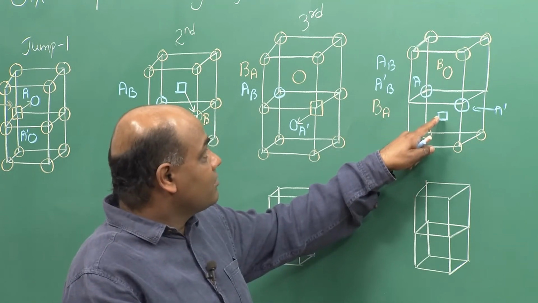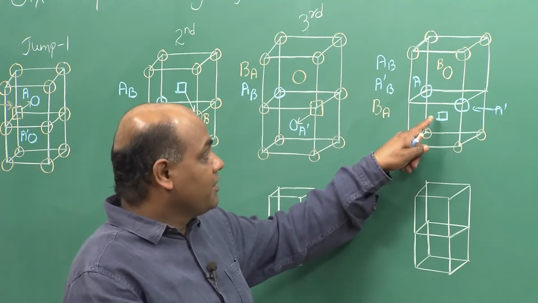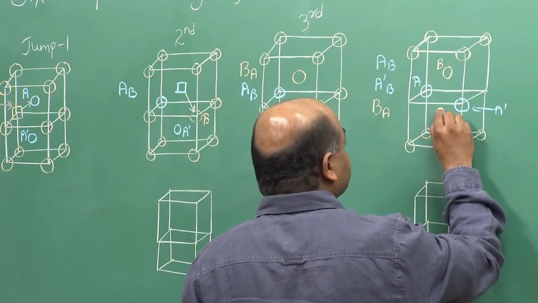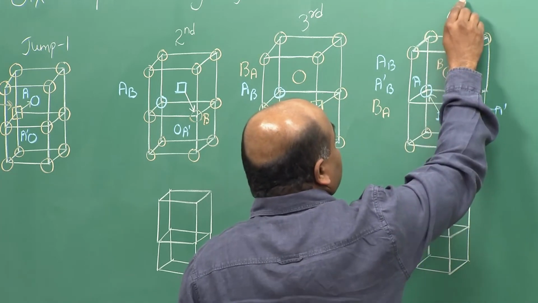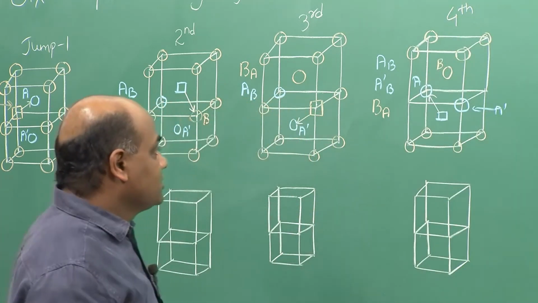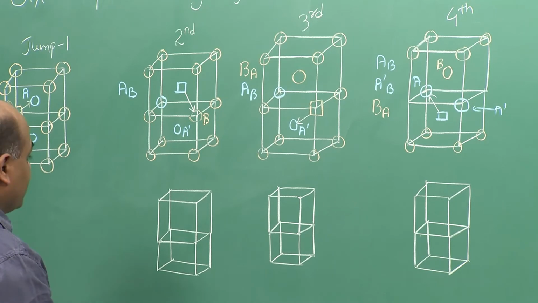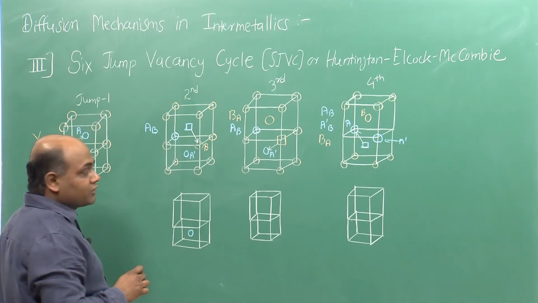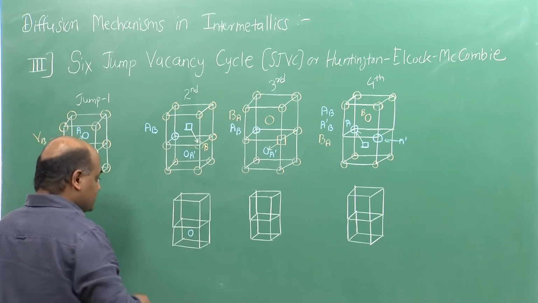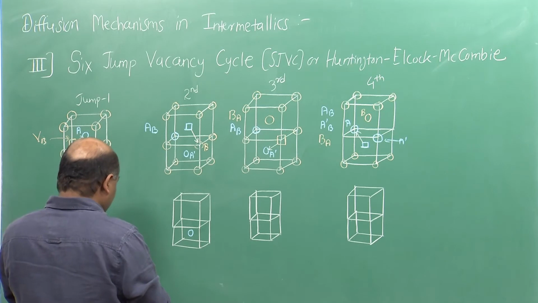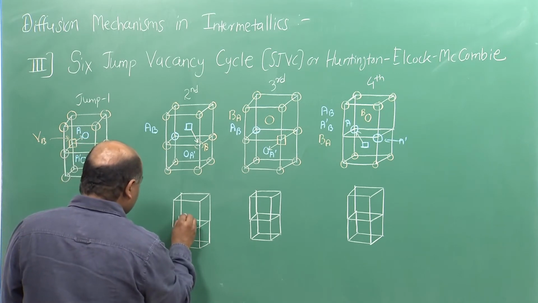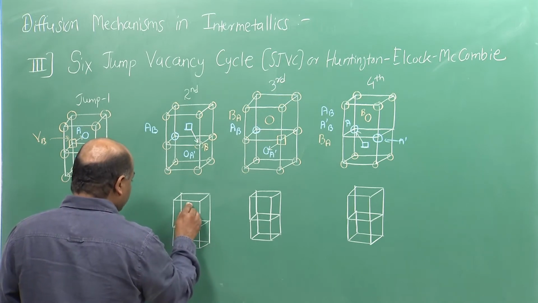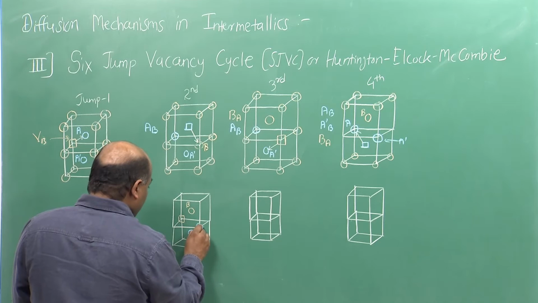The fourth jump of the vacancy would be most probably with an anti-site A. This is the fourth jump. So, after the fourth jump, A has restored its sublattice. Of course, it has switched its position on the A sublattice, and the vacancy has moved to B sublattice. There are still 2 anti-sites left, B on A and A prime on B.